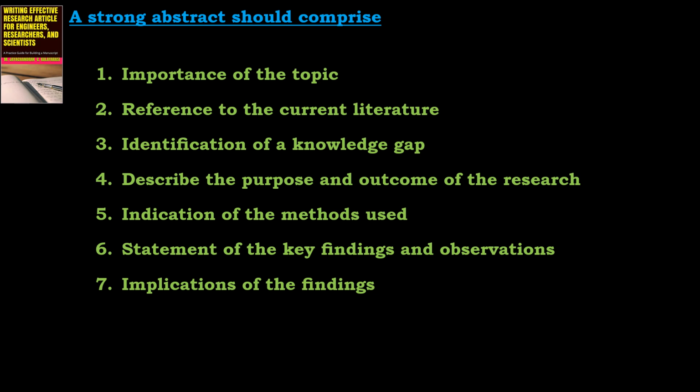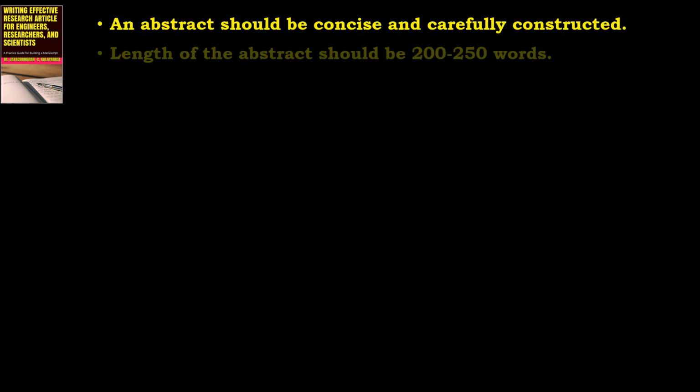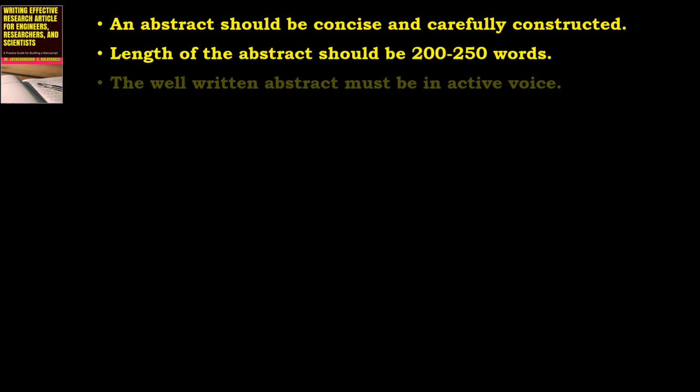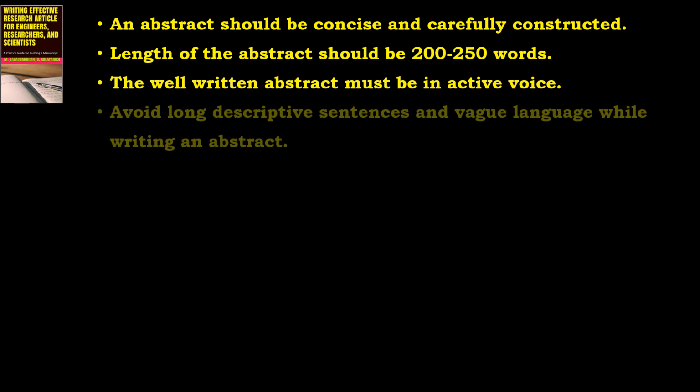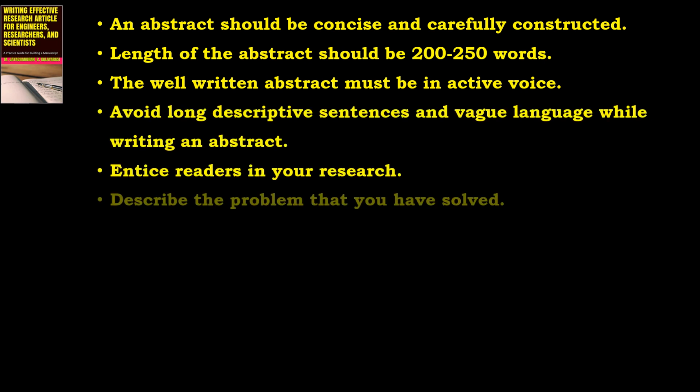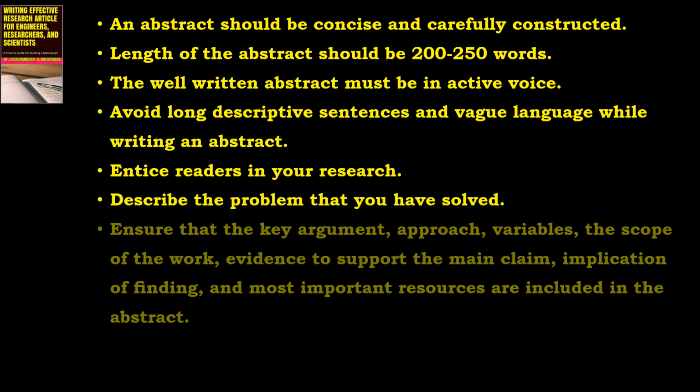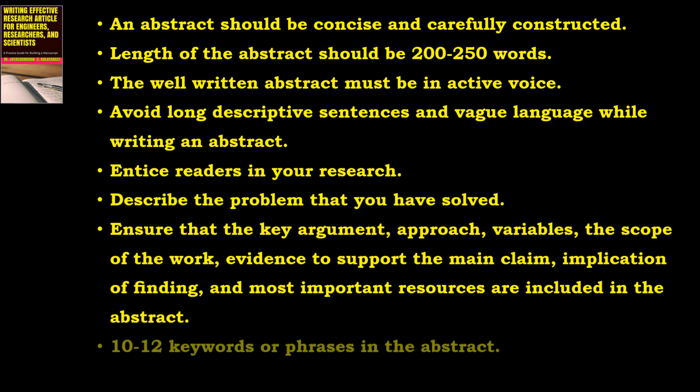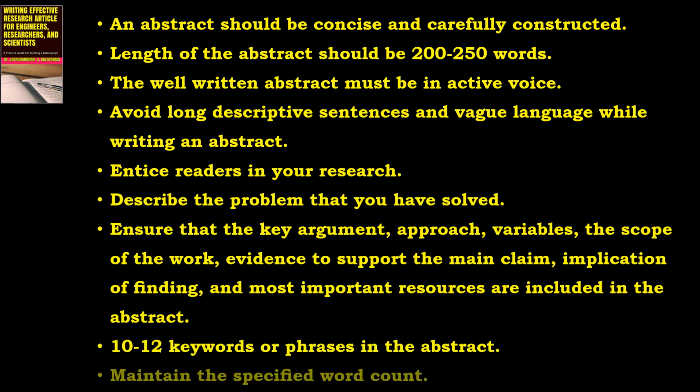Since an abstract aims to summarize the article, it should be concise and carefully constructed. A typical length of the abstract should be between 200 to 250 words. The well-written abstract must be in active voice. Avoid long descriptive sentences and vague language while writing an abstract. Entice readers by attracting their interest in your research.